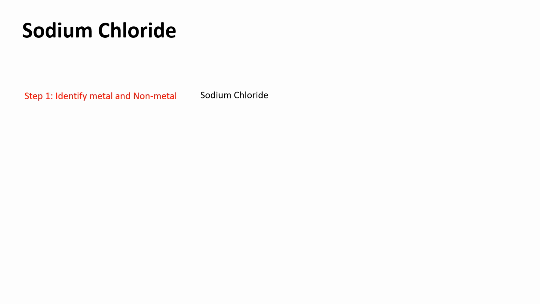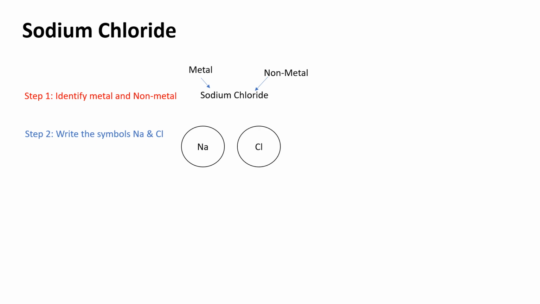Now let's look at an example by learning how to write the chemical formula for sodium chloride. First step is to identify the elements. Here sodium is a metal and chlorine is a non-metal. Second step is to write the symbols for sodium and chlorine: Na for sodium and Cl for chlorine.